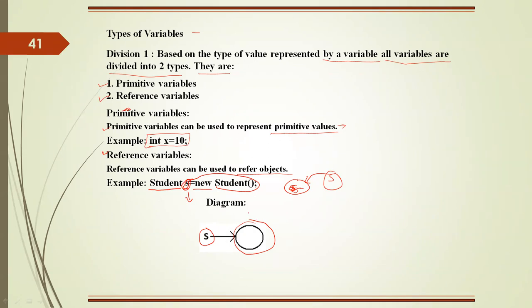I think it's clear. So now we discussed primitive values, primitive variables, and how many types of variables there are in Java. Two types: first is the primitive, second is the reference variable. Primitive variables represent a primitive value, like int x equals 10. A reference variable refers to an object. Suppose we have an Employee class, Employee e = new Employee. So e is the reference variable of the Employee object. This is the Employee class object, right? Up to this is clear.